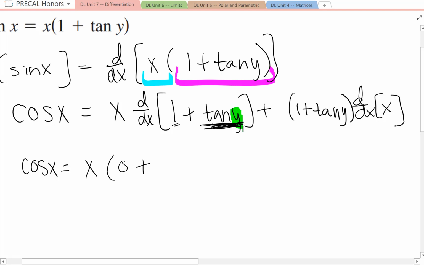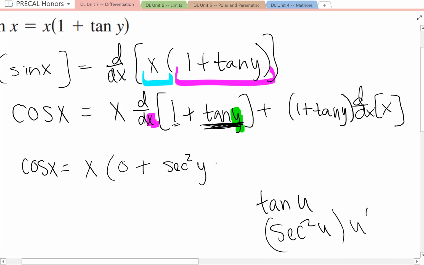Remember that y is a function of x, and so we have to use the chain rule. Well, let's remember the chain rule. The derivative of tangent u, tangent of a function, is secant squared u times u prime, the derivative of u, or the derivative of the inside. So this one will be secant squared y times y prime, or another way, in the way we've been writing y prime, is dy dx. Plus, and then the derivative of x is just 1, so we get 1 plus tangent y times 1.